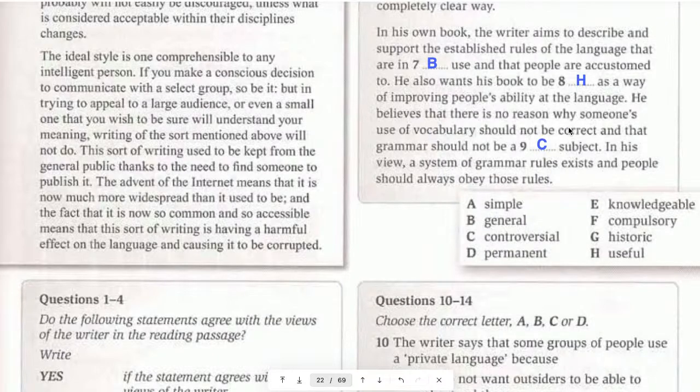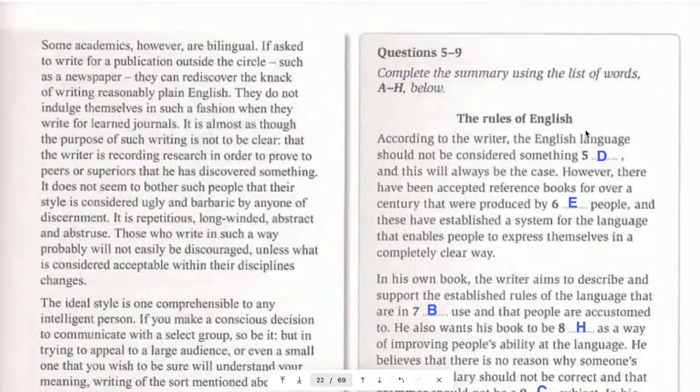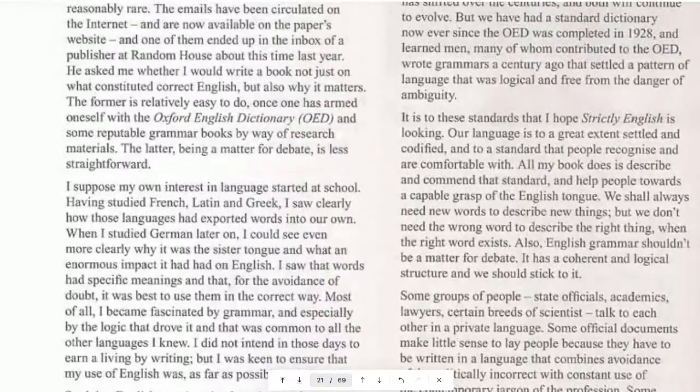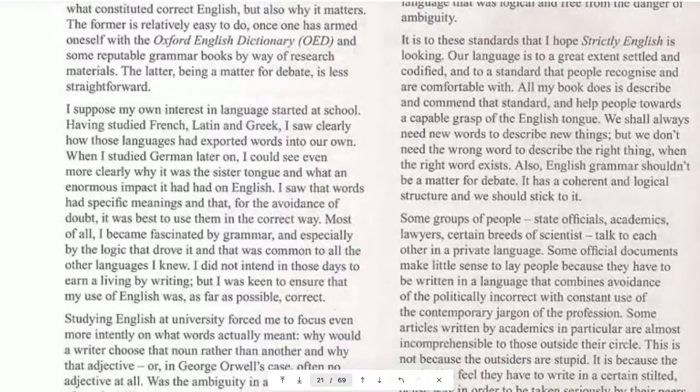Okay, and the next one, how about the next one? And that grammar should not be a controversial subject. Yes, that's right. It is the same as or similar to this: English grammar shouldn't be a matter for debate. Why is that? Why shouldn't it be a matter for debate?